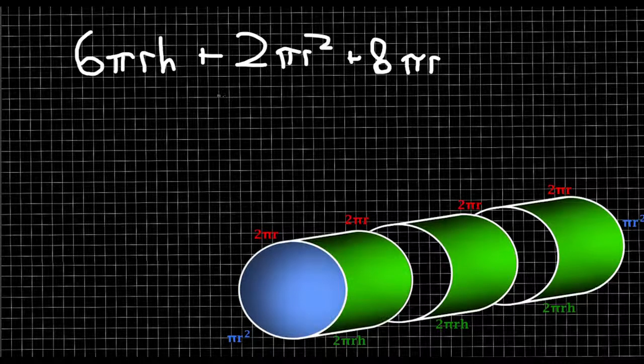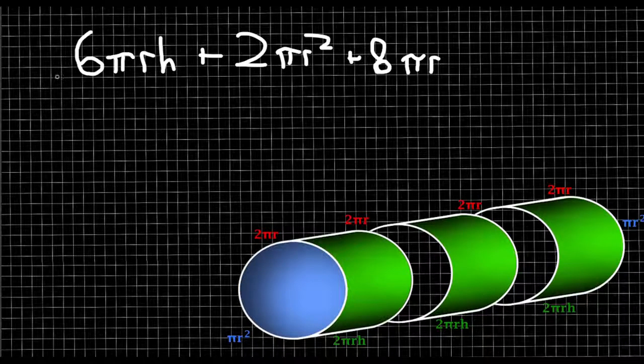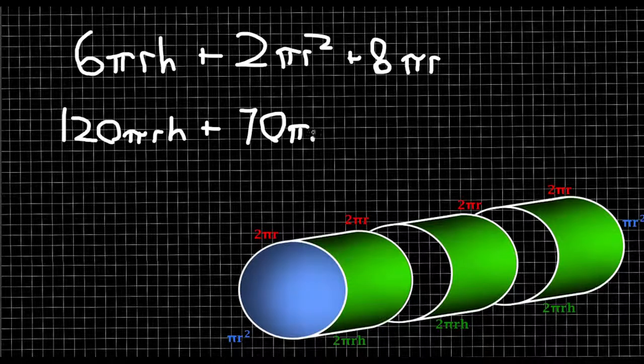Now we need to account for the cost, and if we look back here, we can see the cost was 20 for the sides, 35 per square foot for the caps, and $1.50 per foot for the welds. For the cylinder, we have 20 for the side, so 20 times 6, we're going to have 120 pi r h plus, now we have the end caps here, and that was 35, so we're going to have 70 pi r squared, and finally for the welds it was $1.50 per foot, so times 8, that's going to give us 12 pi r.